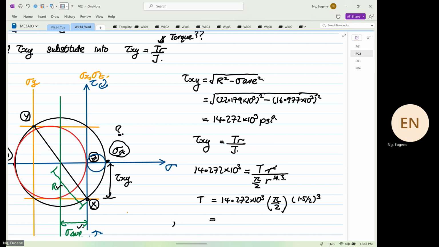So 1.5 divided by 2 to the power 3, times pi divided by 2, times 14.272 times 10 to the power 3, is equal to 9.458.